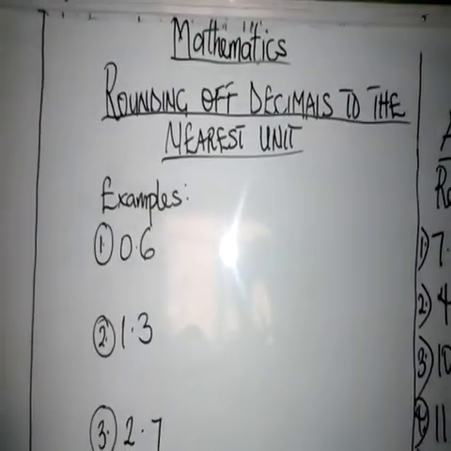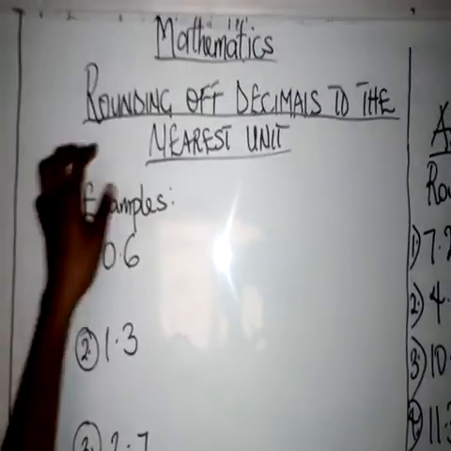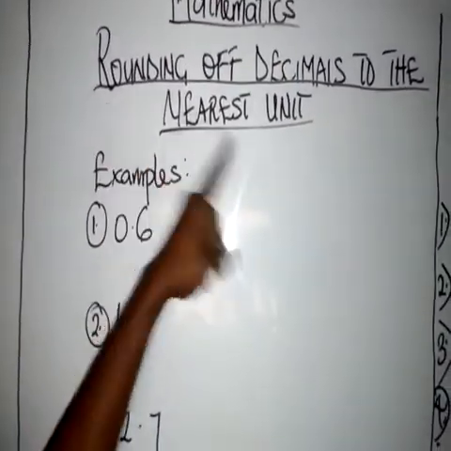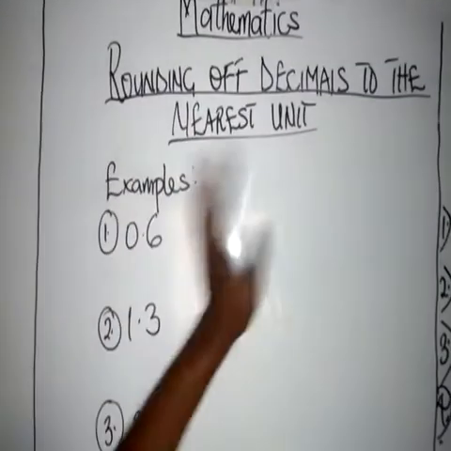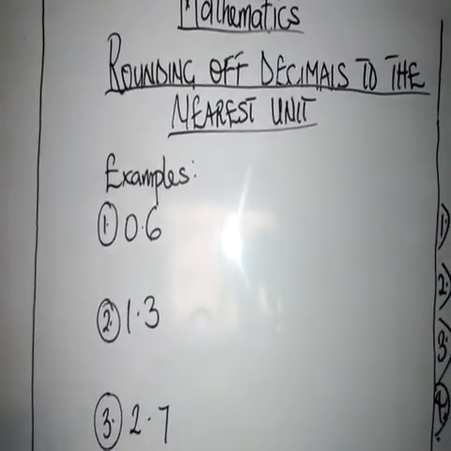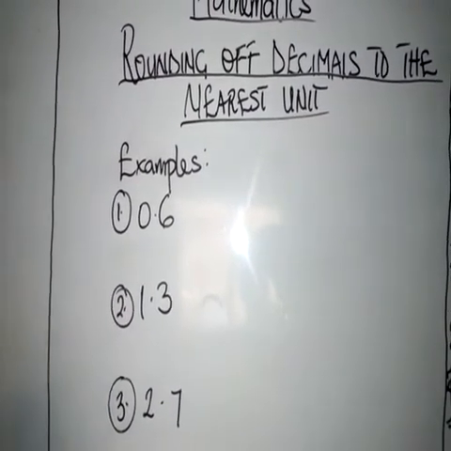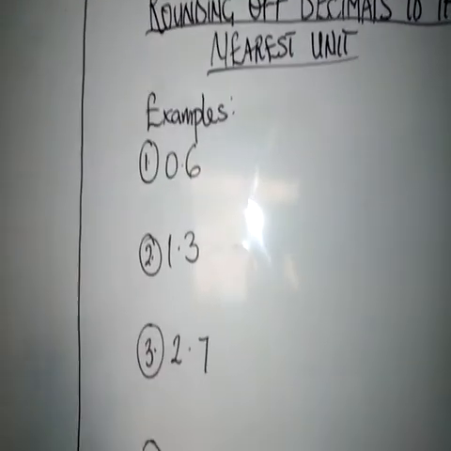Today we'll be treating mathematics, and under mathematics we'll be treating the topic rounding off decimals to the nearest unit. If you remember, last week we treated rounding off of whole numbers to the nearest unit. Now today we'll be treating the decimal part of this. We have just these few examples to look at.